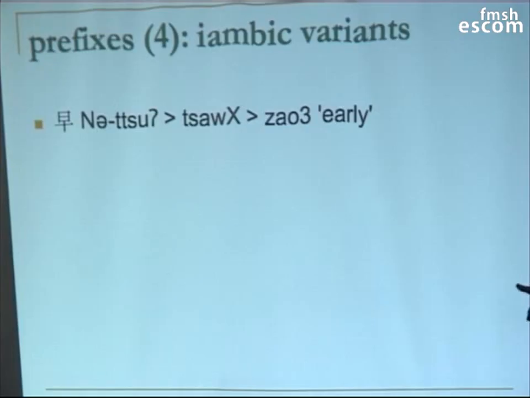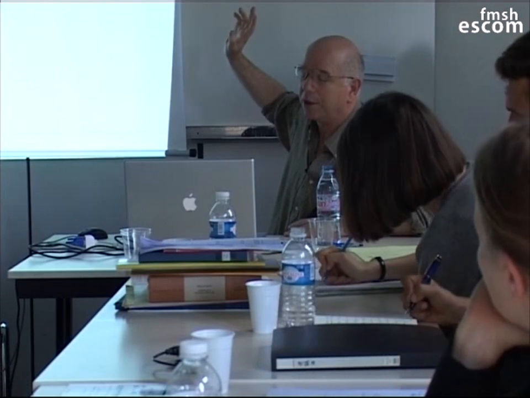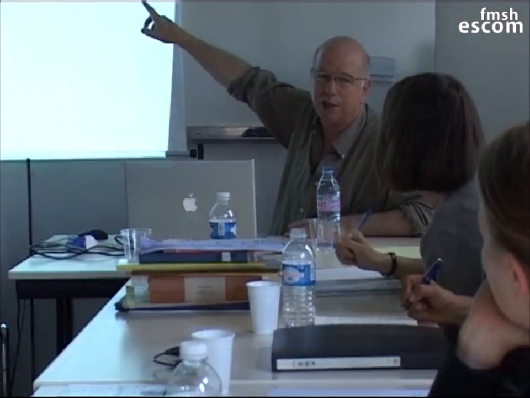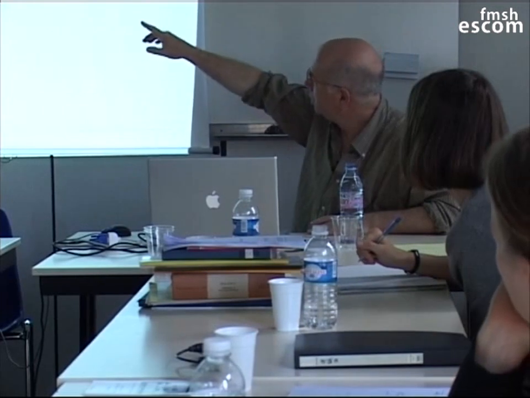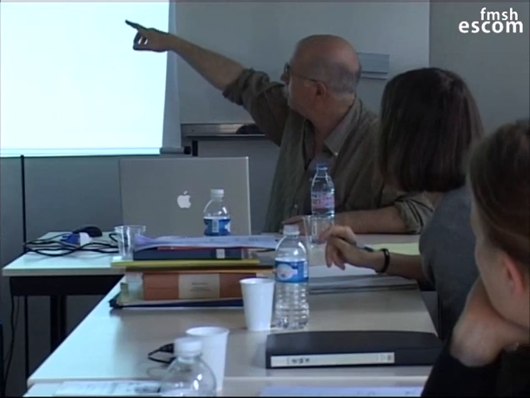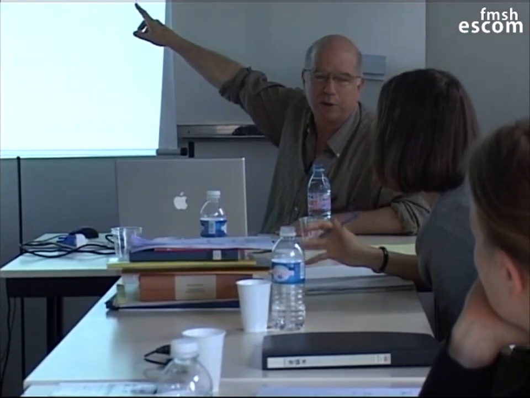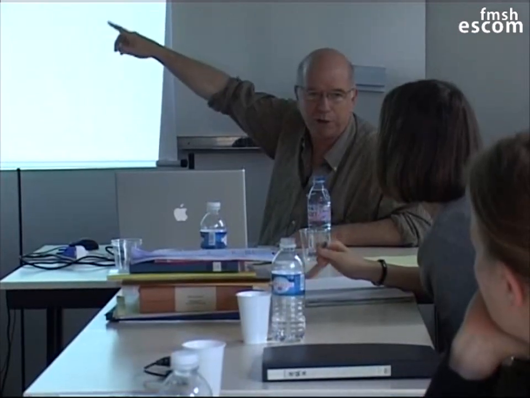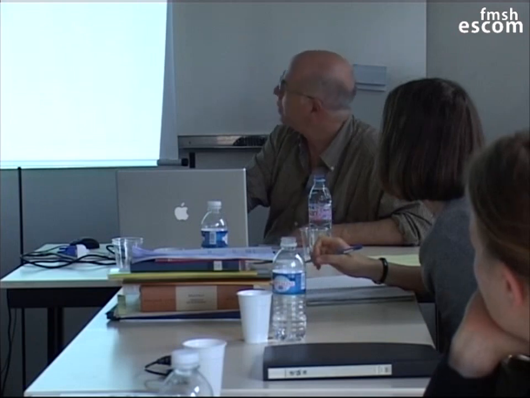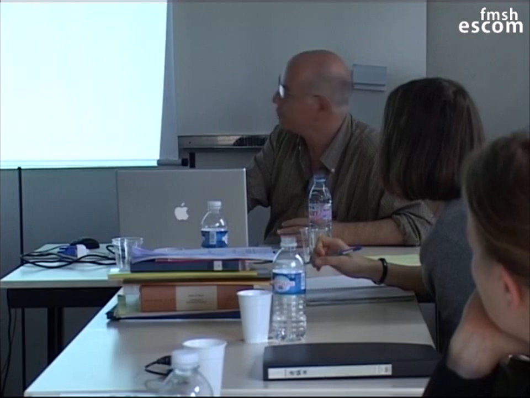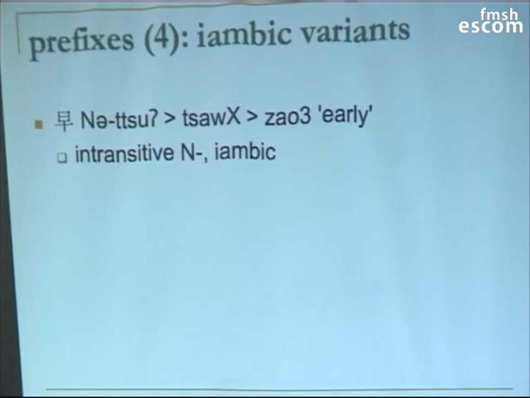It also has a softened initial in Min. So the softened initial in Min, together with the prenasalized Miao-Yao form, indicate that there was a lost nasal prefix, and moreover that the prefix must be iambic. So it must be either capital N with schwa or M with schwa. But usually the nasal prefix that goes with intransitive verbs is capital N, so we believe this was capital N. We don't really see why there would be an M here. A capital N makes very good sense, but an M doesn't. So this is intransitive N, and it's iambic.